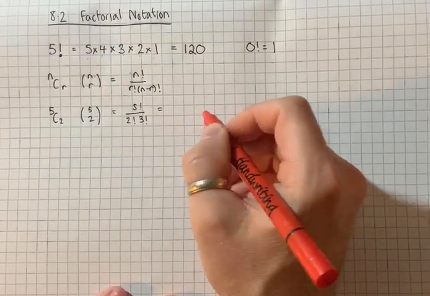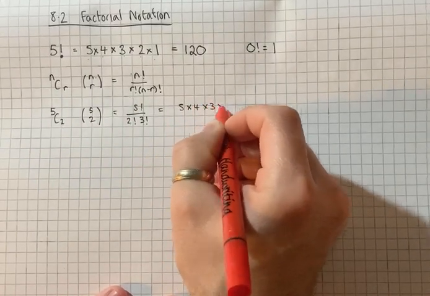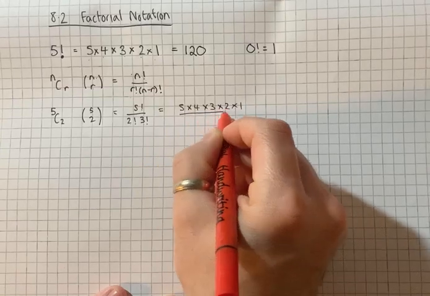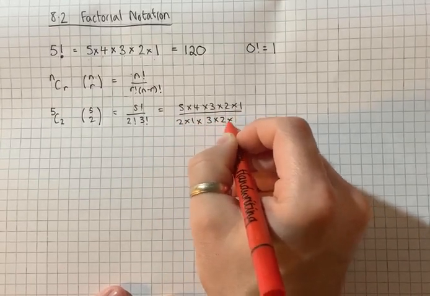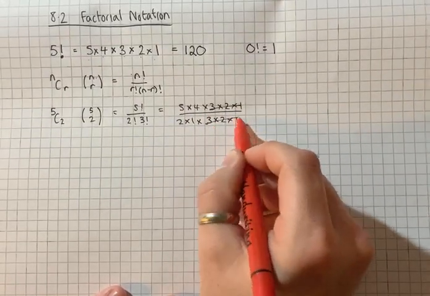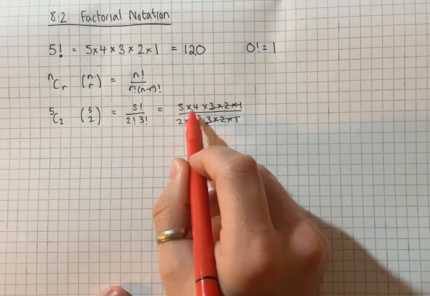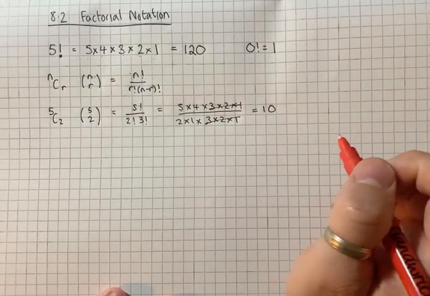Working it out, that's 5 times 4 times 3 times 2 times 1, divided by 2 times 1 times 3 times 2 times 1. You can see we can do some very obvious cancellations here: 3 times 2 times 1, 3 times 2 times 1. We're left with 5 times 4 is 20, divided by 2 is 10.